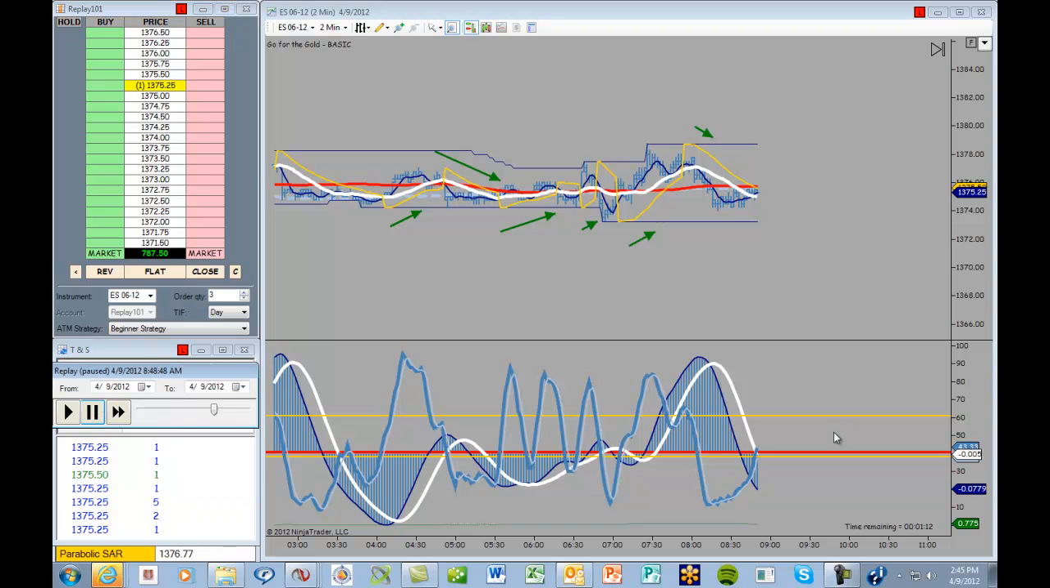Now, what you'll notice is that the stochastic will tend to cross these overbought and oversold zone lines, which have been moved in closer to the center. And that crossing takes place at about the same point as where the price crosses the parabolic in general.